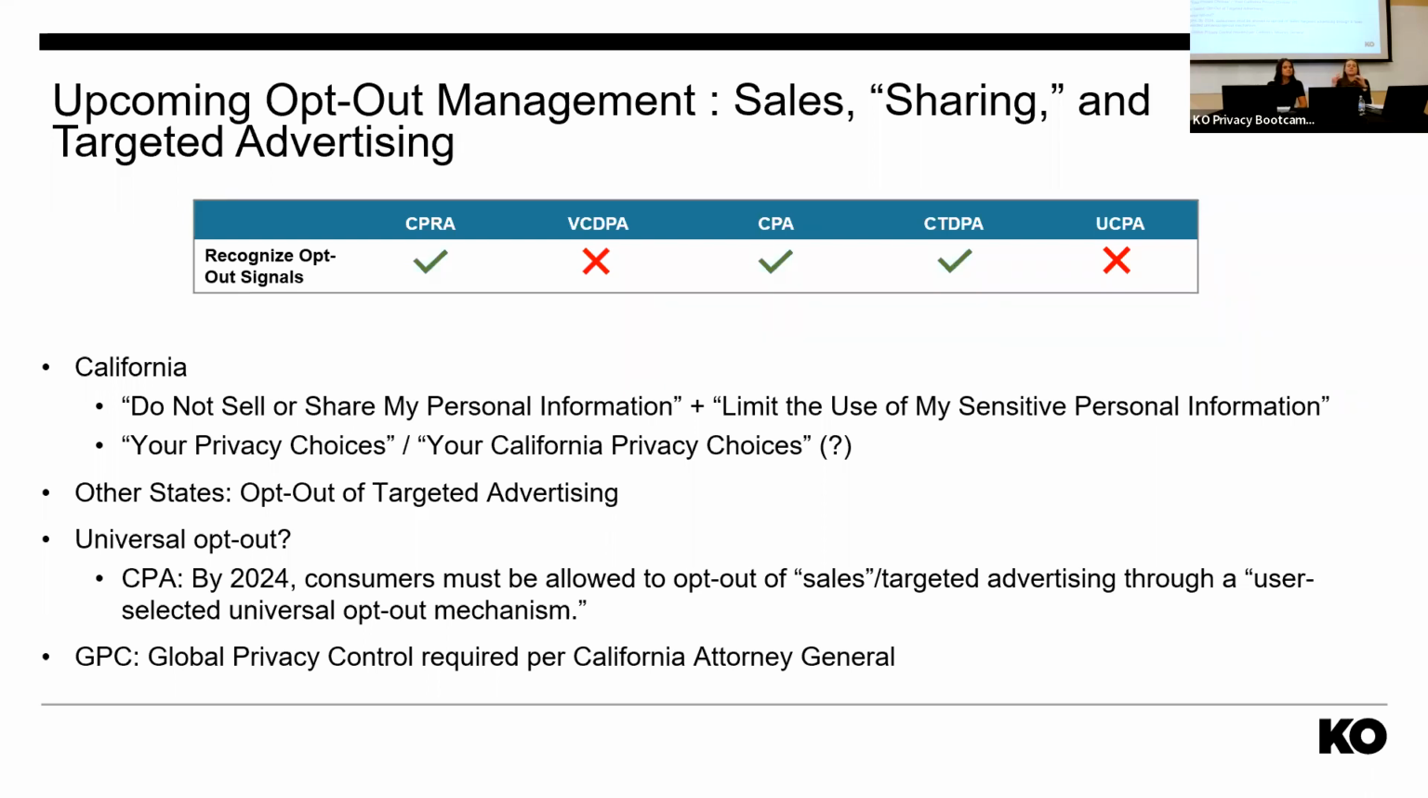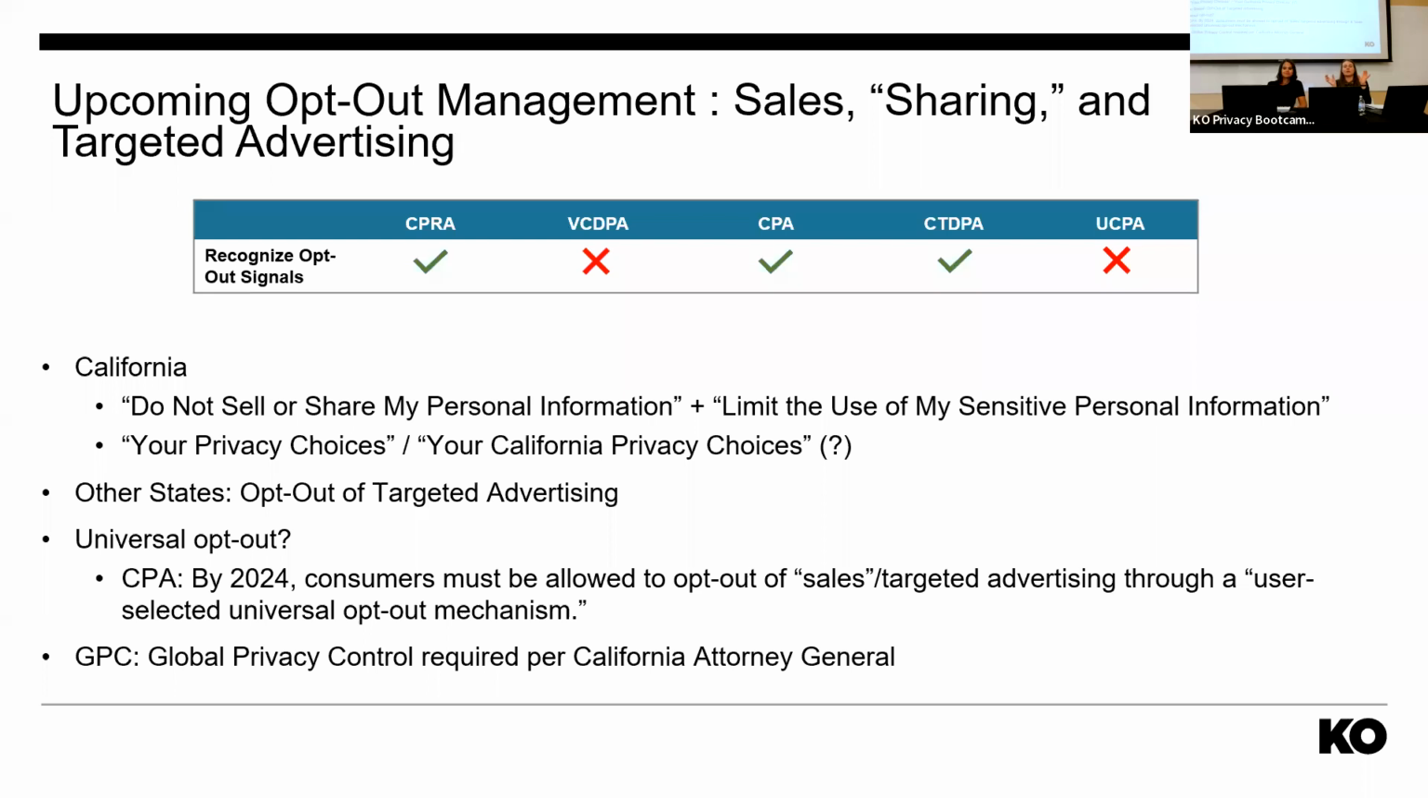And obviously in other states, there is the opt-out of sale, as well as the opt-out of targeted advertising. In addition, Colorado and Connecticut both require that covered businesses recognize opt-out signals for those rights. So you can see the potential. There are a lot of links in our footers to address all of these different state requirements.